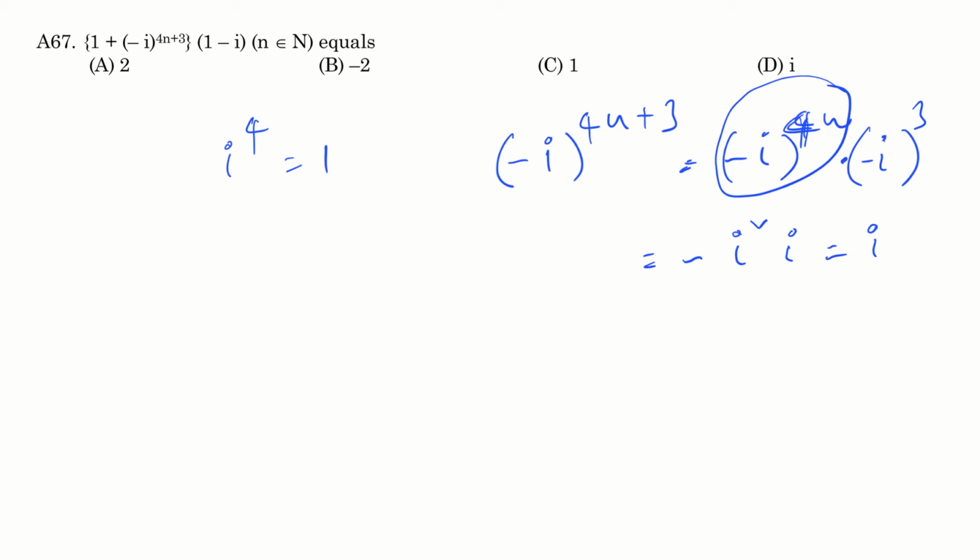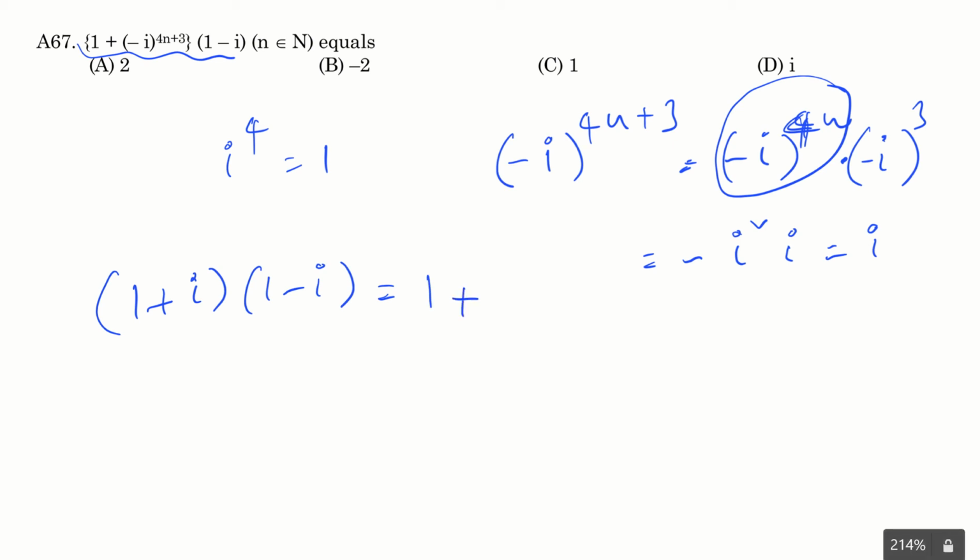So the given expression is 1 plus i into 1 minus i. So it is 1 square minus i square. Minus i square is plus 1. So the answer is plus 2. Let's go to next problem.